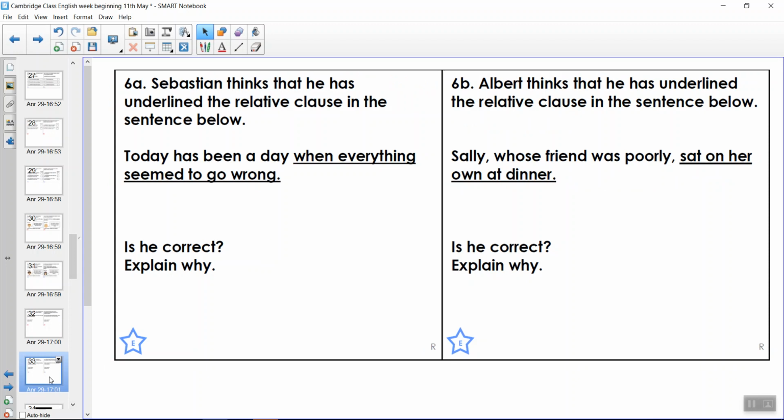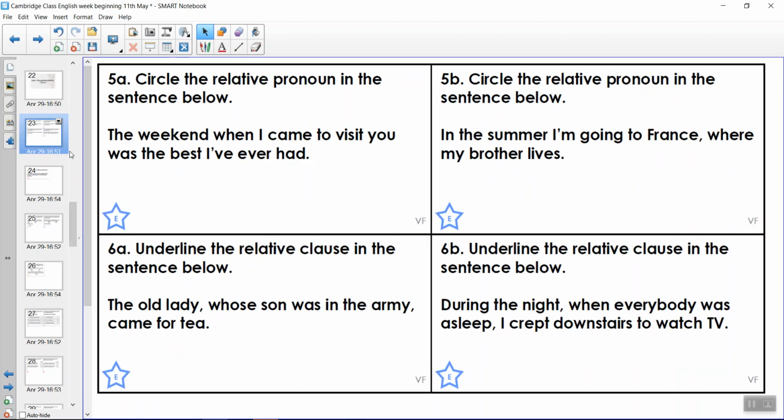And here's the last one. Okay, so we'll pop back up to the beginning and we'll work through them.